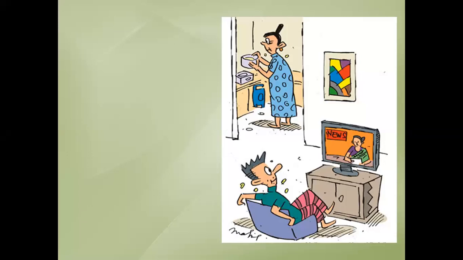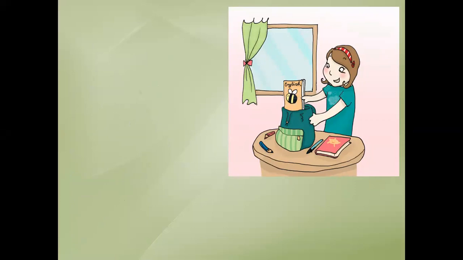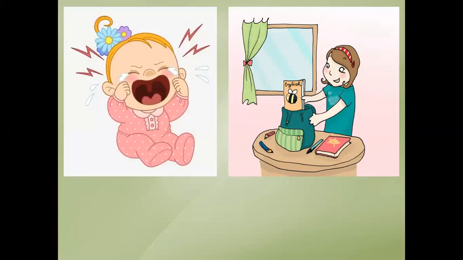Can we link both actions together using while? Yes, we can do that. So we will say, mom was cooking while dad was watching television. Great. Look at this picture, or look at these pictures. On the right side, we have a girl. She was doing an action while her baby sister was doing something else.